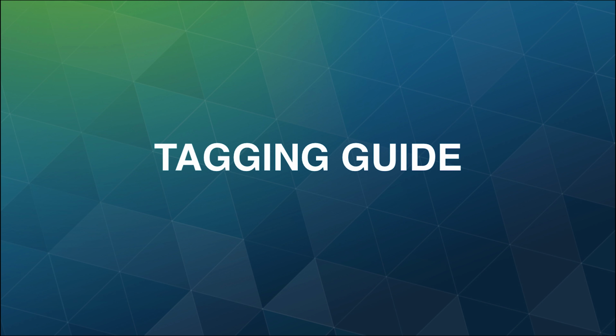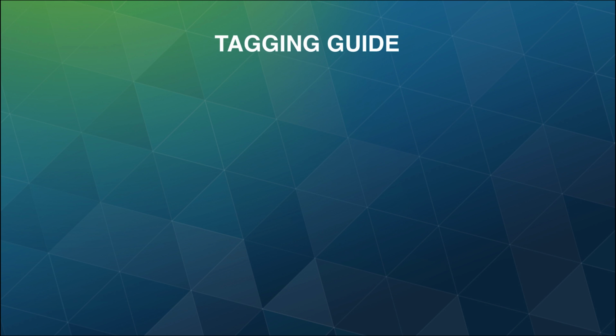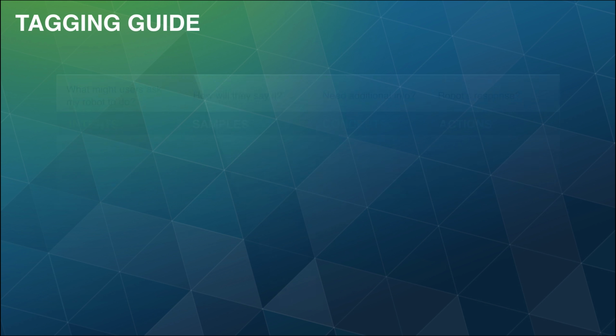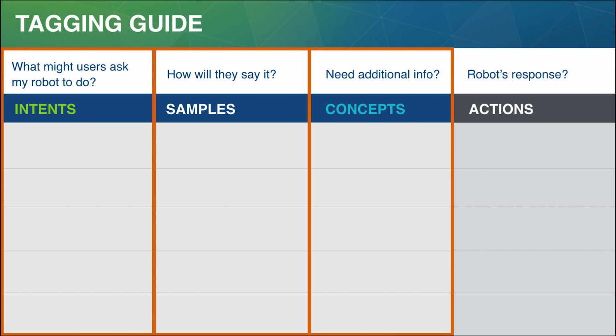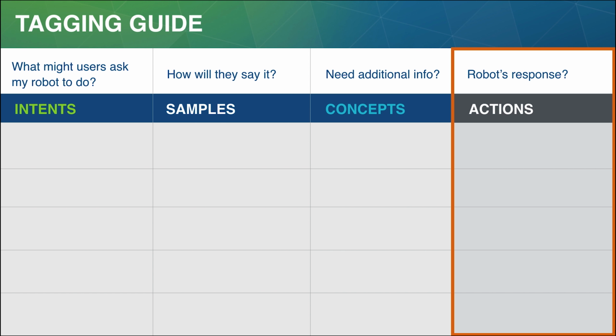Planning an effective ontology requires coordination between people working on different parts of the language interaction and the client, and often you'll try out several structures before settling on one. We use something called a tagging guide to figure things out. These are the core components of a tagging guide: columns for intents, samples, and concepts, which are the building blocks for an NLU model, and a column for working out how those map to the client's responses.